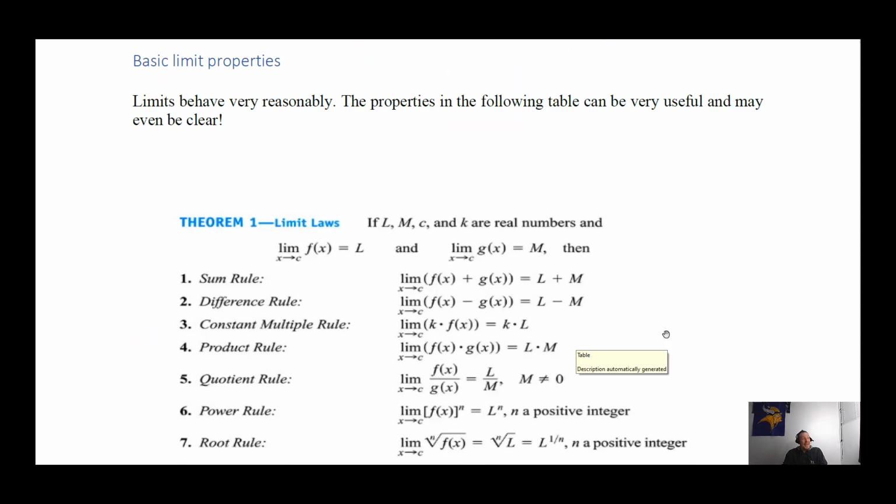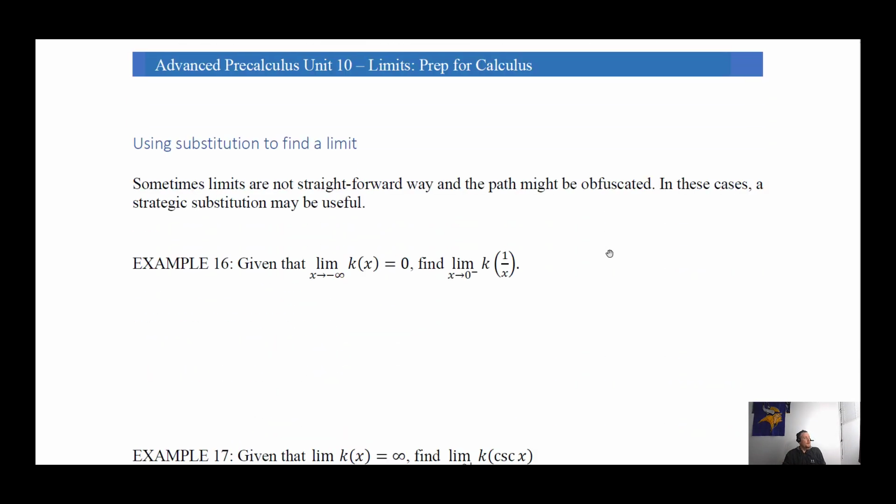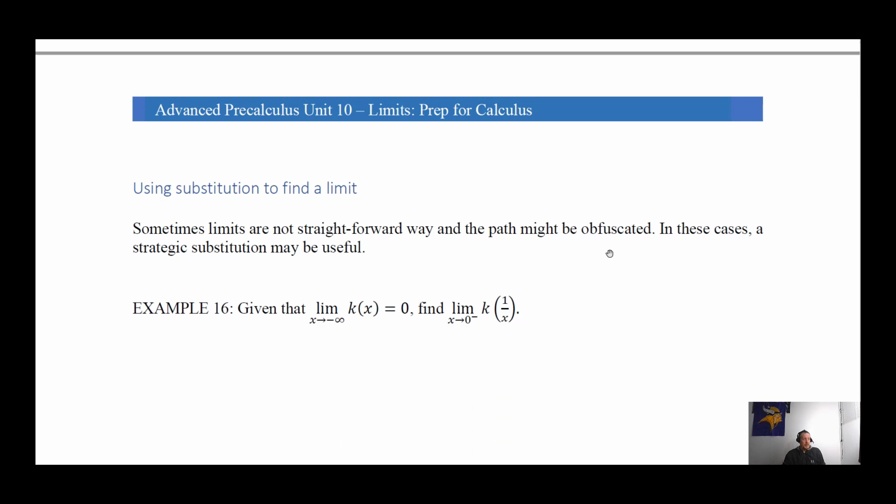Okay, limits behave very reasonably. So if you have a constant times a function, or if you're taking the square root of a function, or you're taking a quotient of functions and you know that the limits exist and what they are, you can just do the constant multiple or the square root or the division or whatever's occurring. Okay, substitutions. This is an elegant technique, let's say.